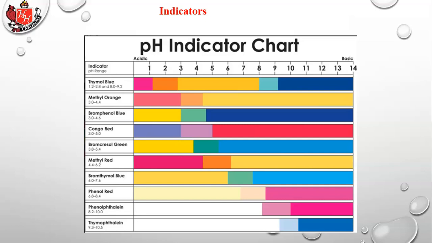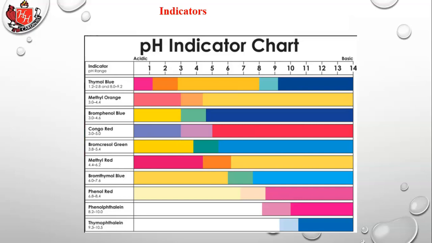Finally, just a mention of indicators. When you do titrations, the way you know when it's switched from an acid to a base or a base to an acid is by a chemical called an indicator. You don't need to understand the chemistry of indicators at this point, just understand what they do. They change color when a solution goes from acid to base or from base to acid, or it might even go from weaker acid to stronger acid or from weaker base to stronger base. It can do that as well.